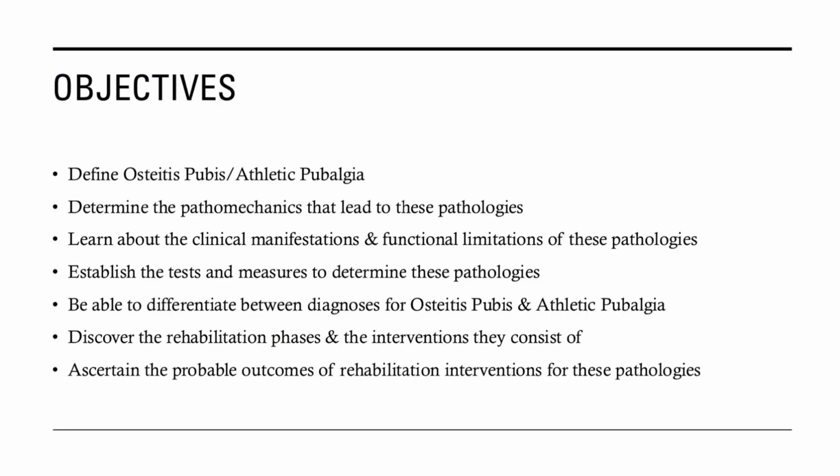Today we'll be presenting on osteitis pubis, also known as athletic pubalgia. Some of our objectives today are to define the pathology, determine the pathomechanics that lead to this pathology, learn about the clinical manifestations and functional limitations, establish tests and measures to determine the pathologies, differentiate between different diagnoses, discover the rehab phases and interventions, and then ascertain the probable outcomes of rehab interventions for these pathologies.